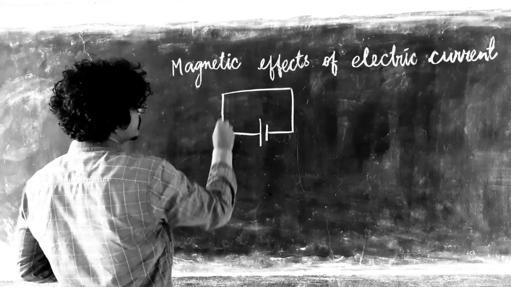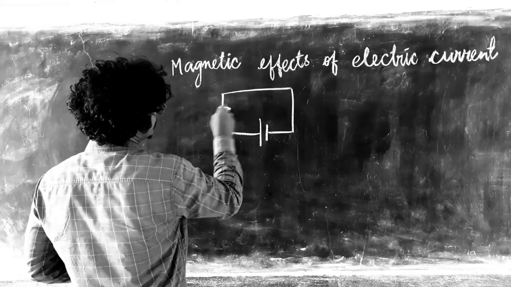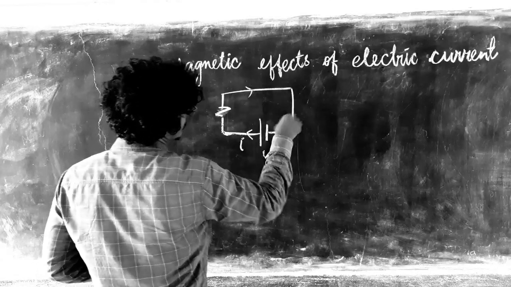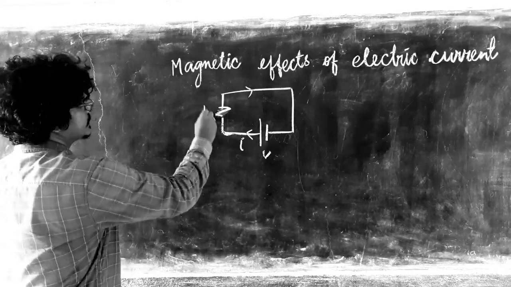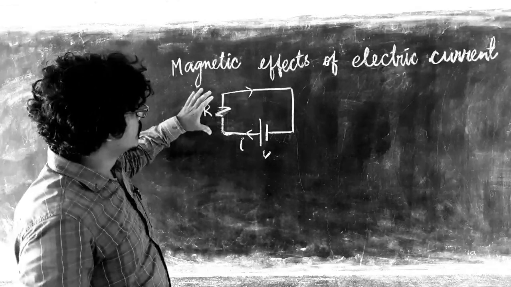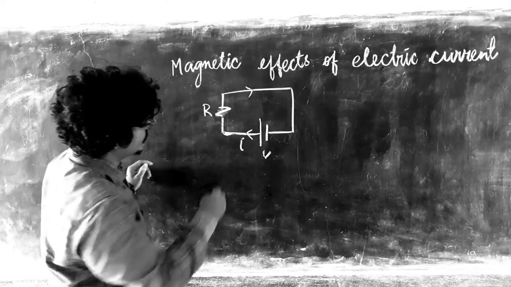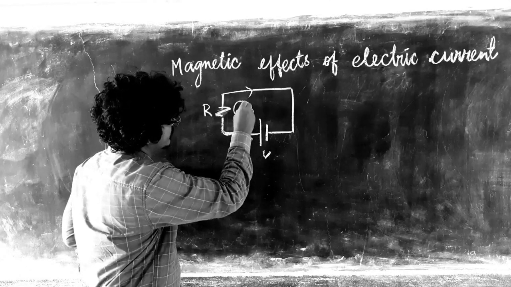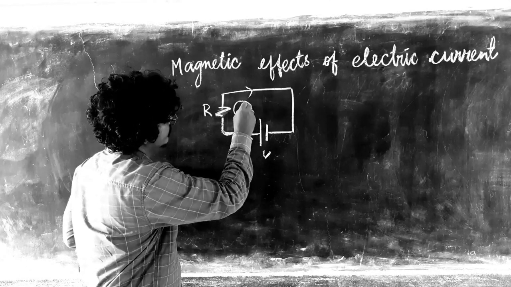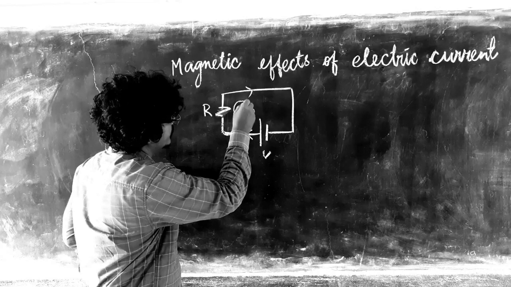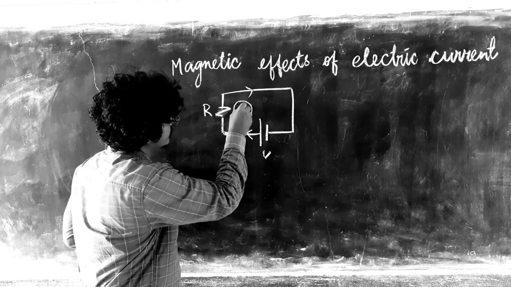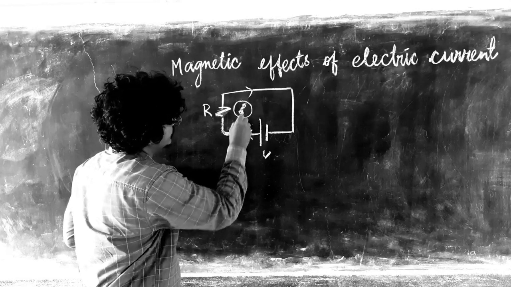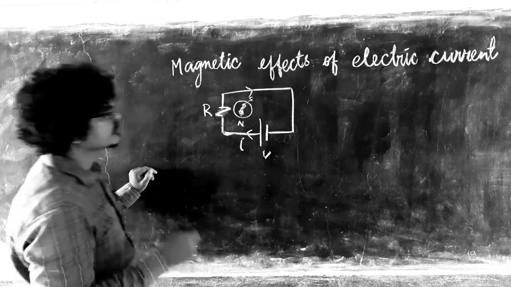In this circuit, where some resistance R is connected to a battery B, a current I is flowing, so the circuit is complete. So what happens when we bring a magnetic compass here? Let us bring a magnetic compass here. This is a magnetic compass in which north and south are written.